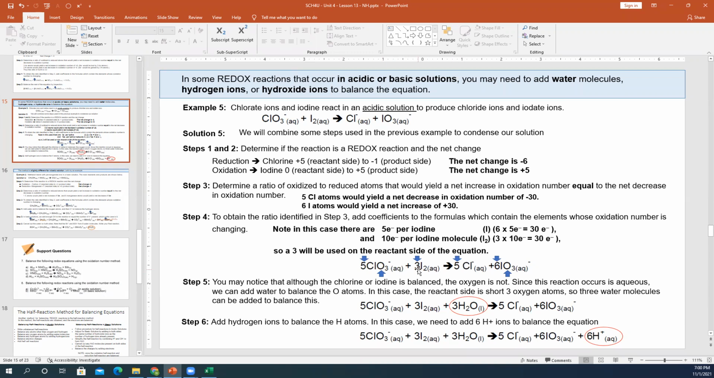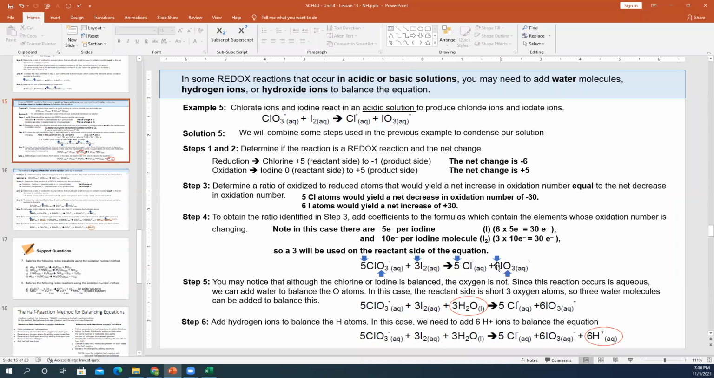But notice that there are 2 iodine atoms in each iodine molecule. So in this case, there are 5 electrons per iodine atom, right? Because it's got a net change of +5. So 6 times 5 electrons, 30 electrons. And there are 10 electrons per iodine molecule in the I2 state. So 3 times the 10 electrons would be 30 electrons. So we make sure to put 3 in front of here, and that's how it balances itself out.